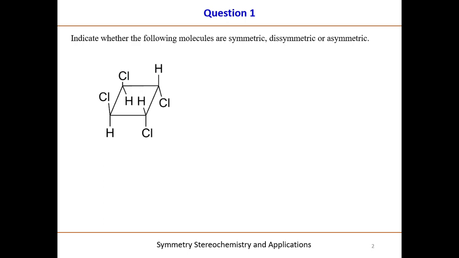So question number 1 is: indicate whether the following molecules are symmetric, disymmetric, or asymmetric. Before solving the question, we should know the definitions of these terms. What are symmetric molecules? Symmetric molecules are nothing but achiral molecules. An achiral molecule is one that is superimposable on its mirror image, and symmetry axes and symmetry planes are present in such molecules, which are called symmetric molecules.